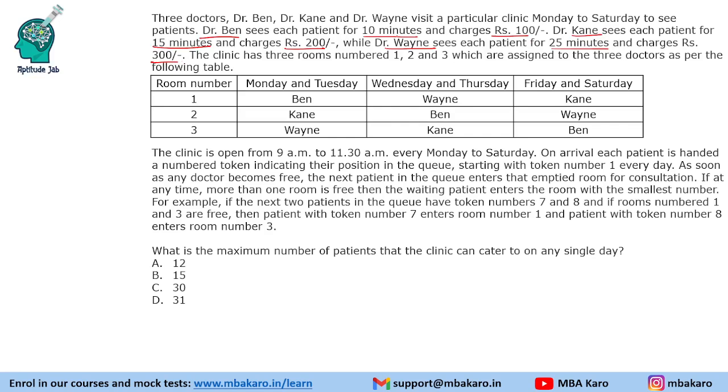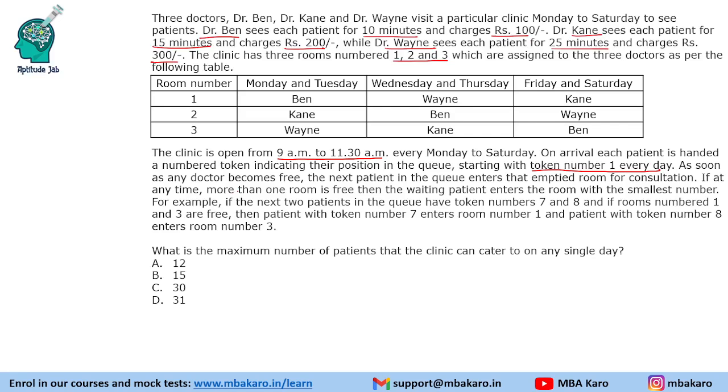The clinic has three rooms numbered 1, 2, 3, which are assigned to the three doctors as per the following table. So we are given the table on which day which doctor sits in which room. The clinic is open from 9 a.m. to 11:30 a.m. every Monday to Saturday. On arrival, each patient is handed a number token indicating their position in the queue, starting with token number 1 every day. So it starts with token number 1 every day.